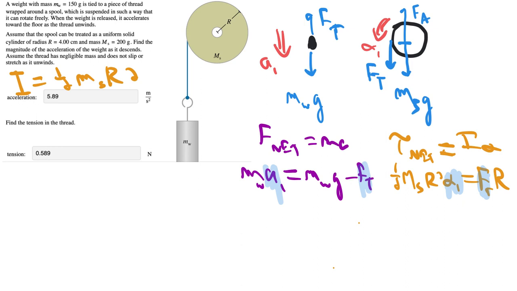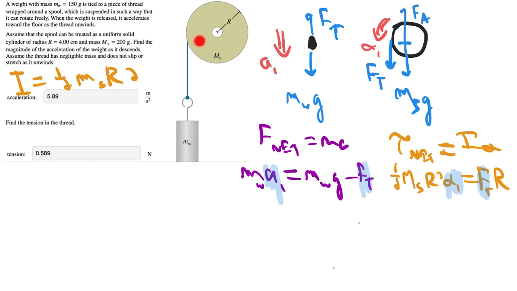The basic thought here is that if you consider the string, every point on the string must be accelerating as fast as the weight. The weight starts accelerating downward, and it must be that the string has the same acceleration. If it had a lesser acceleration, the string would snap. If it had more acceleration, the string would bunch up, but we're told that neither of those things happen. It's a smoothly unwinding string.